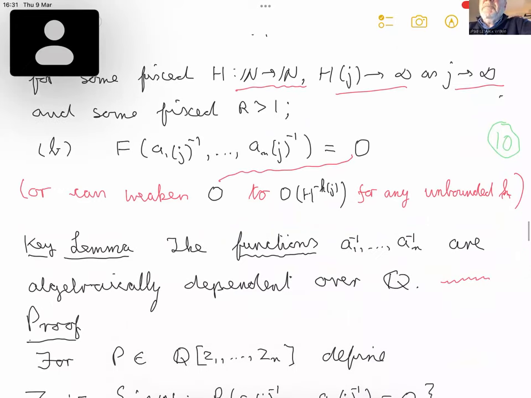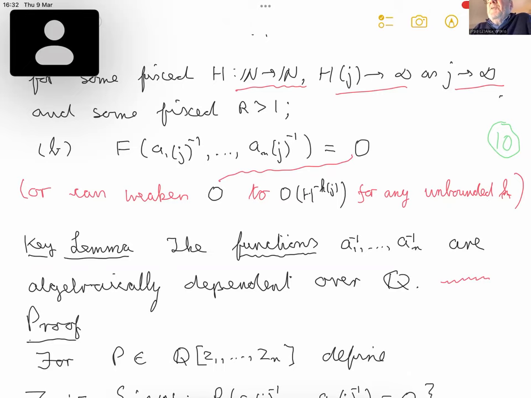And what is the thing I'm going to be proving? And this will take the rest of the talk. There's no assumption here on the algebraic part of the zero set. I shall prove that just under these hypotheses, the functions a1 to the minus 1, up to an to the minus 1, which are functions from natural numbers to rationals, are algebraically dependent over Q. So in other words, there is a polynomial with rational coefficients such that these functions are a zero of that polynomial for all j.